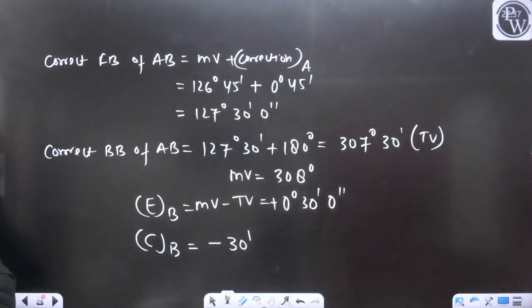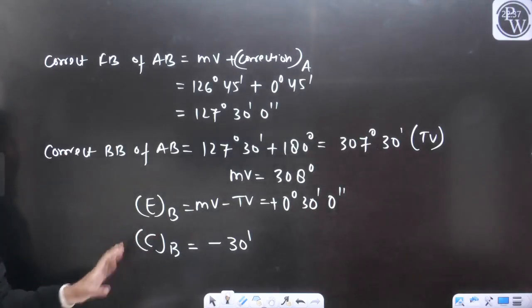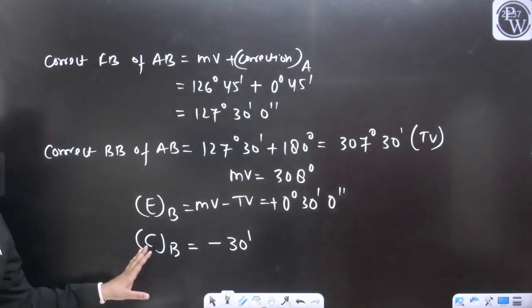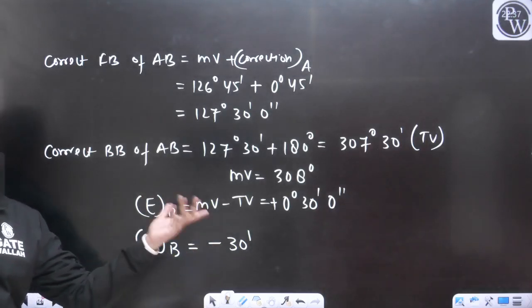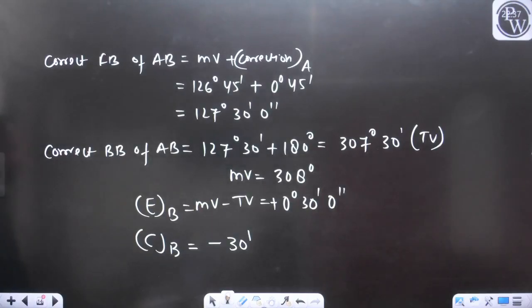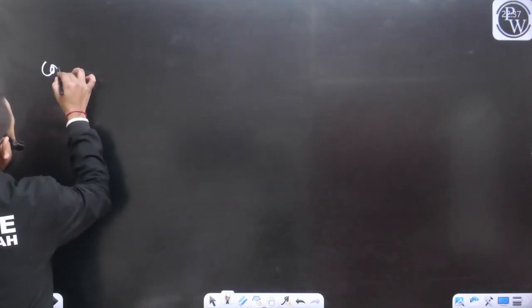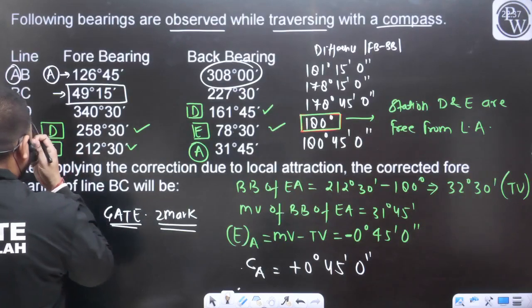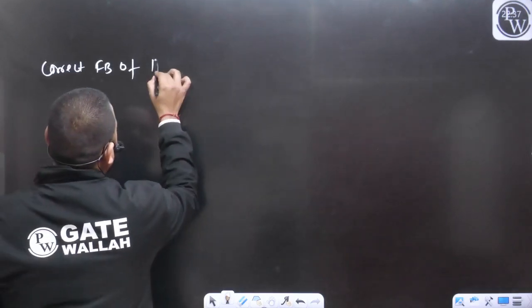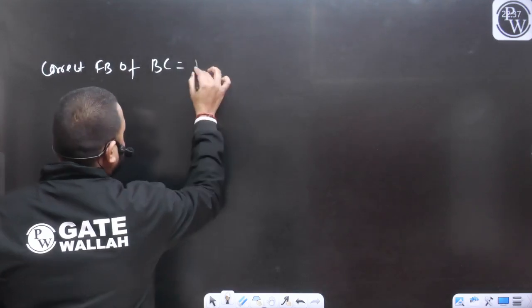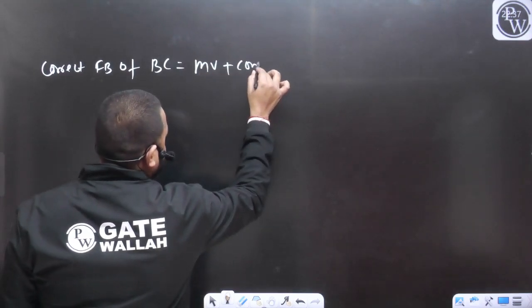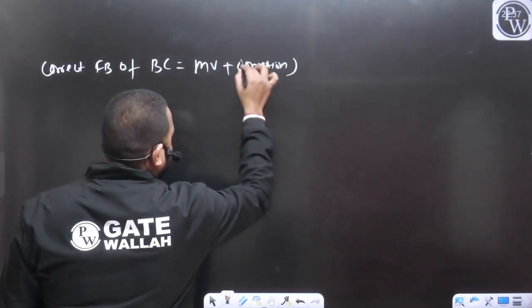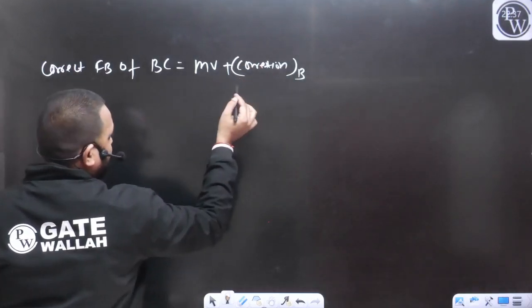Again the same concept. Whatever readings we have taken from station B, if we apply this correction, we will get the correct bearing. Yes or no? So can I write: the correct forebearing of line BC will be equal to the measured value plus correction at B. Yes or no?